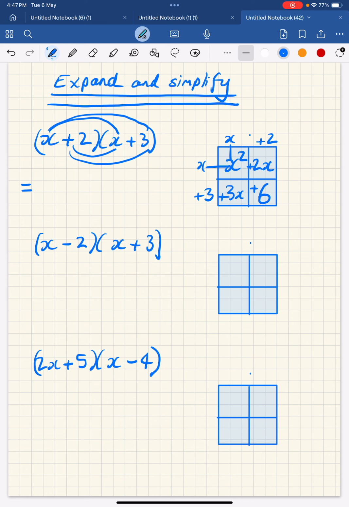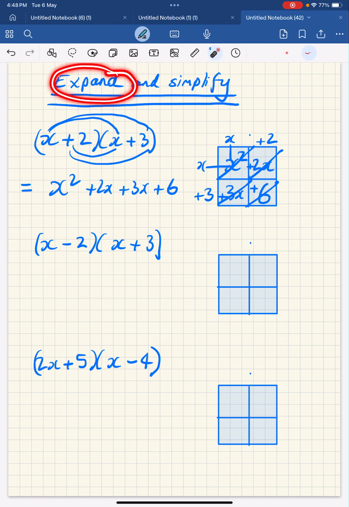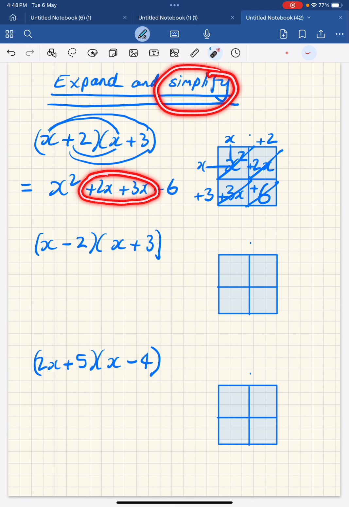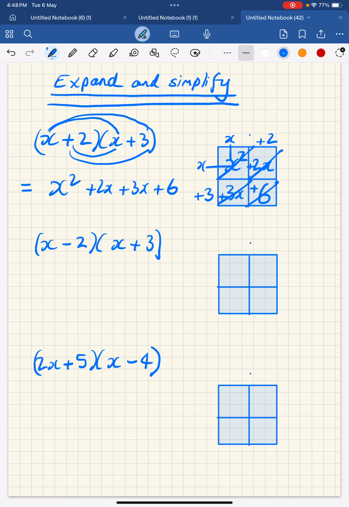Okay, so now let's transfer the individual pieces onto the line. x squared, that's this guy sorted out, plus 2x, plus 3x, plus 6. So I've used the grid to expand, right? But now can you see I can gather like terms, so I'm going to do the simplify part now. That'll be x squared plus 5x plus 6.